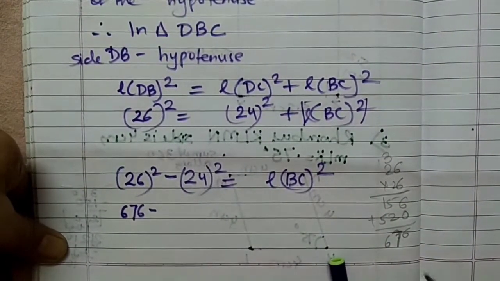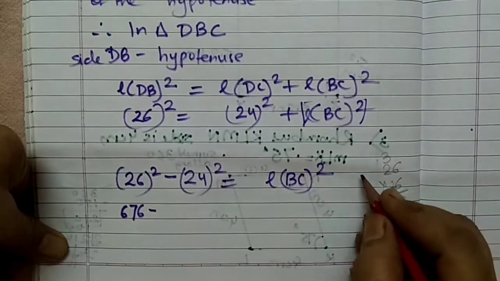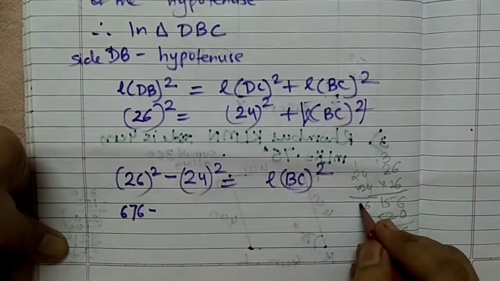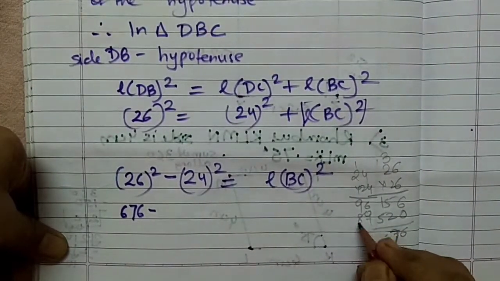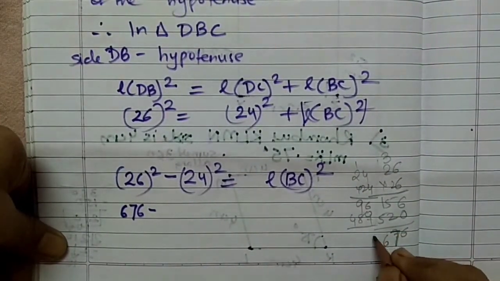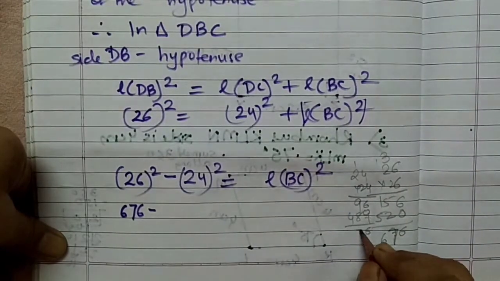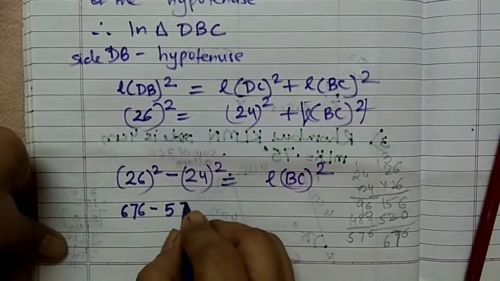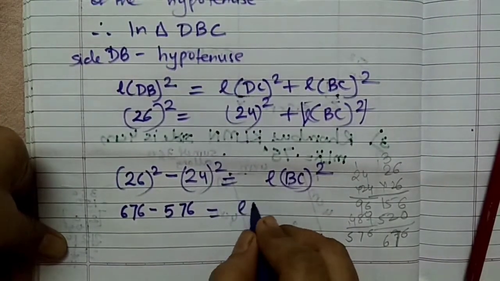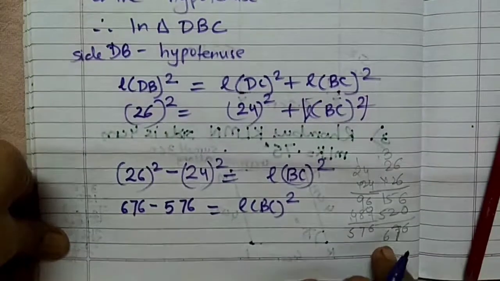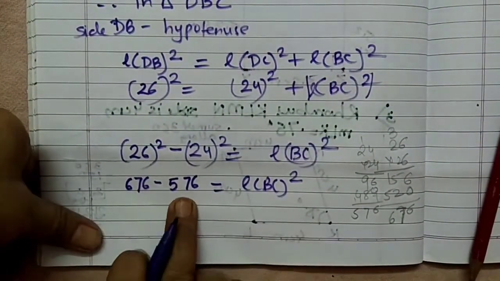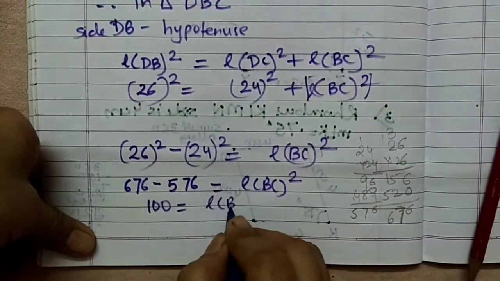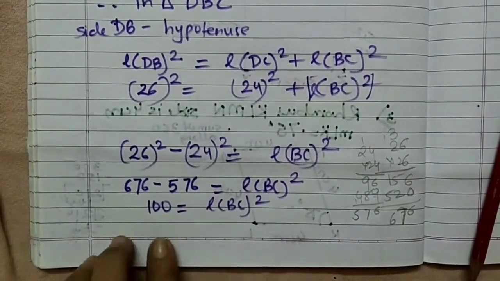676 minus. Now what is 24 square? That also if you don't know, we will multiply 24 into 24. 4 4s are 16, 4 2s are 8 and 1, 9, 4 2s are 8, 2 2s are 4. So this will be 576, is equal to length of BC square. Now 676 minus 576, what will we get? We will get 100. So BC square is 100.